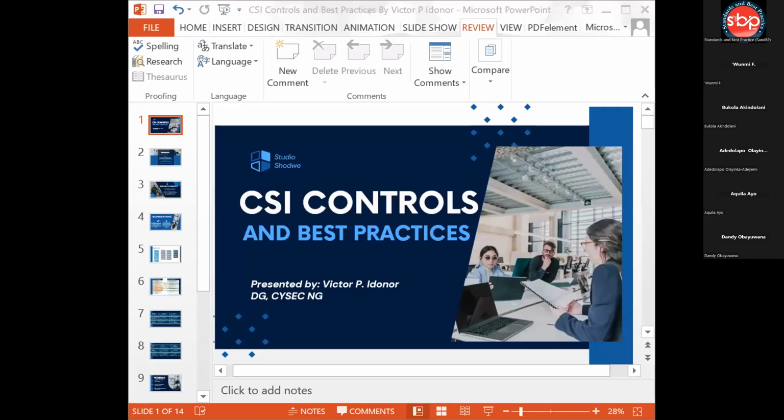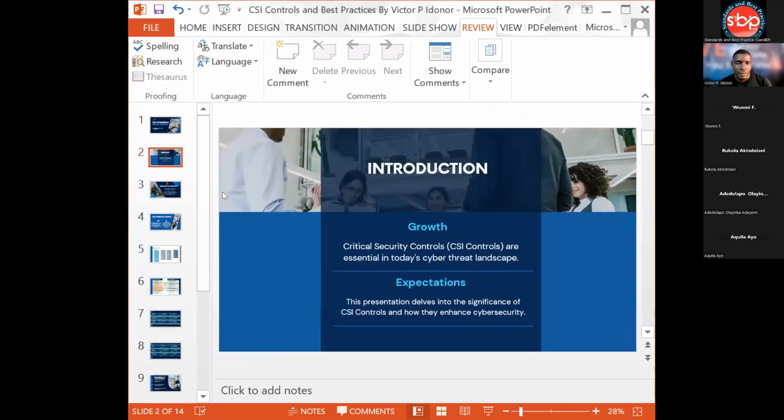Okay, so because of time, I will try as much as possible to be fast. The controls are many, but we'll try to review them in groups to make the work easier. Good enough. This is more of people-driven controls, okay? So first slide. I hope you can see my screen, please. Yes, we can see your screen. All right, thank you.